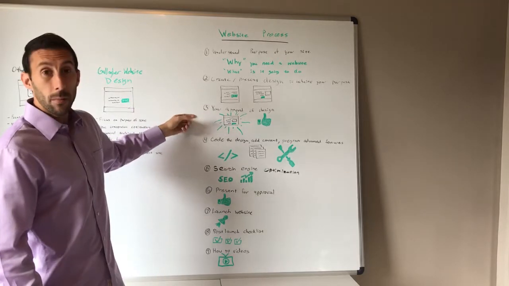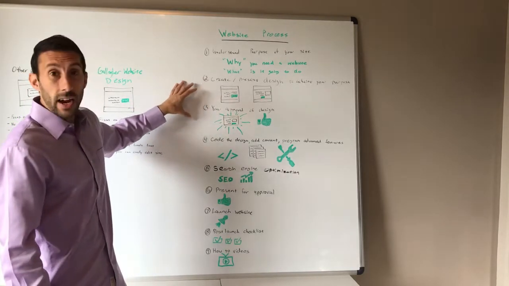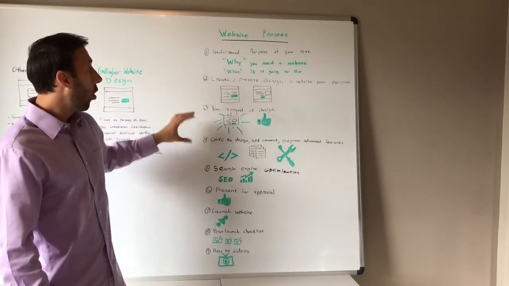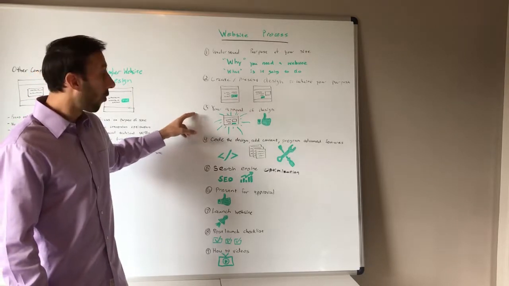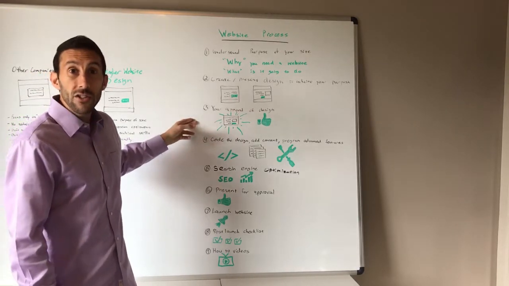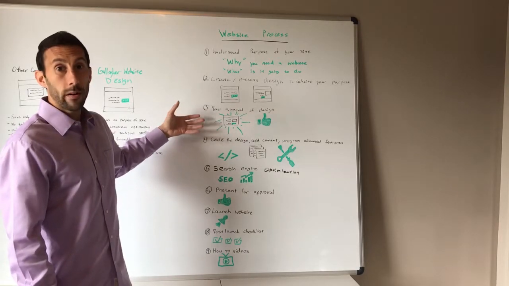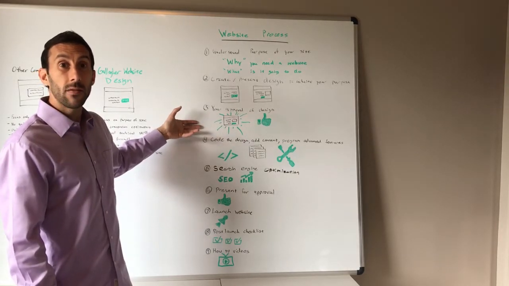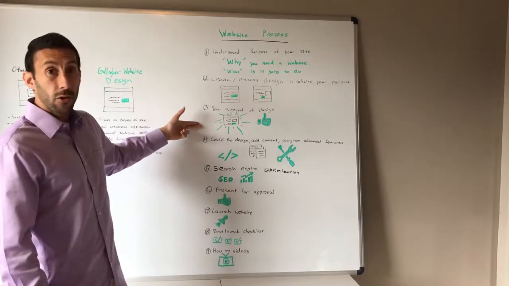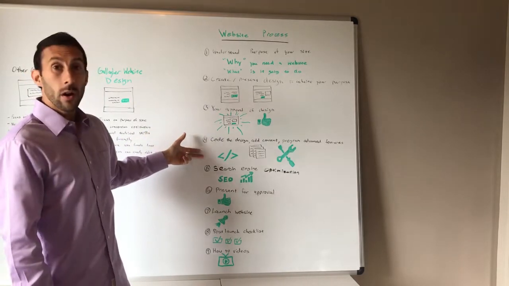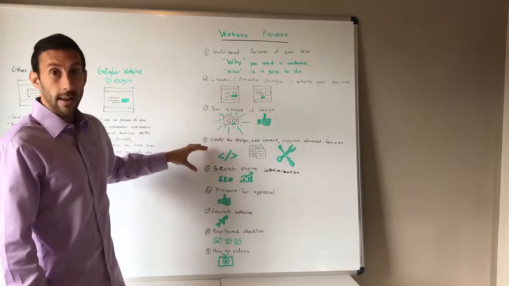So after that, step number 3, once we've had that design done and it's ready to go, we present that to you for approval. If there are any changes needed at that time, we will create whatever changes and do whatever is needed for you. Once that's approved by you, step number 4, we are coding that design.